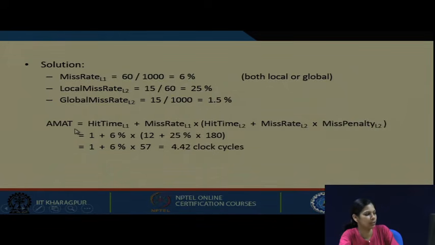So, average memory access time will be hit time for L1 plus this multiplied by this. So, hit time of L1 is 1, plus miss rate of L1 is 6% multiplied by hit time of L2, which is 12, plus miss rate of L2, which is 25%, times the miss penalty, which is given as 180. So, finally, we are getting 4.42 clock cycles.